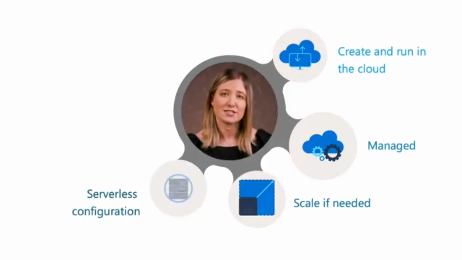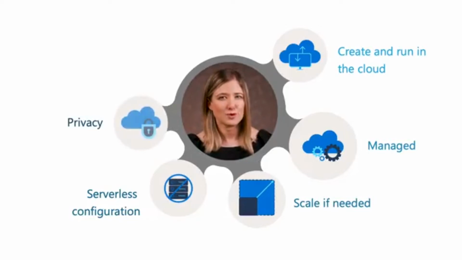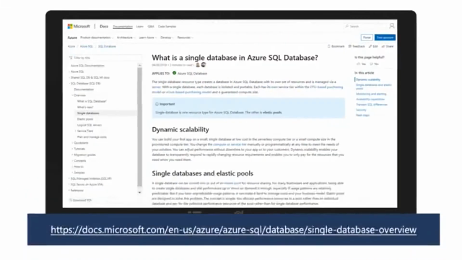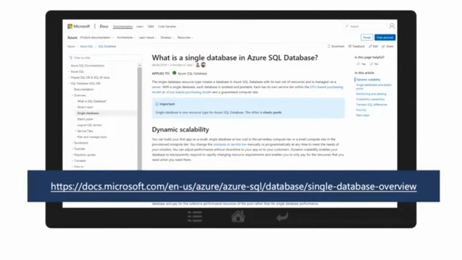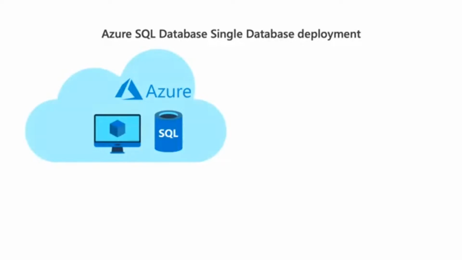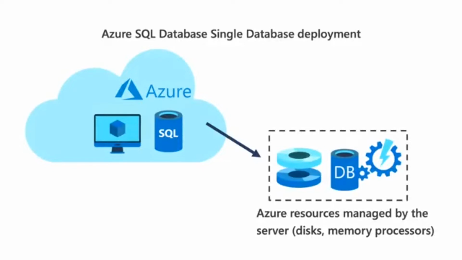You can also specify a serverless configuration. In this configuration, Microsoft creates its own server, which might be shared with a number of databases belonging to other Azure subscribers. Microsoft ensures the privacy of your database. Your database automatically scales and resources are allocated or deallocated as required. For more information, read "What is a single database in Azure SQL Database?" There is a link to this document from the additional readings at the end of this lesson. This is an example of an Azure SQL Database single database deployment. The Azure resources are managed by the server, such as disks, memory, and processors.